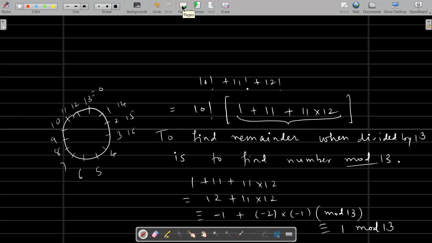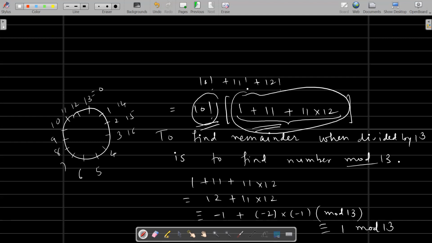So again, I'm finding both numbers modulo 13 and taking the product. So I have to find what 10 factorial is mod 13, and I have to find what this other number is mod 13. Luckily, this number is 1 mod 13. So my remainder will be the remainder here times the remainder here, but this part is luckily 1. So I basically have to find 10 factorial mod 13.